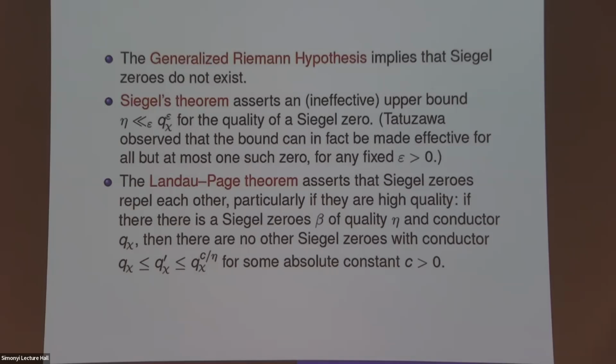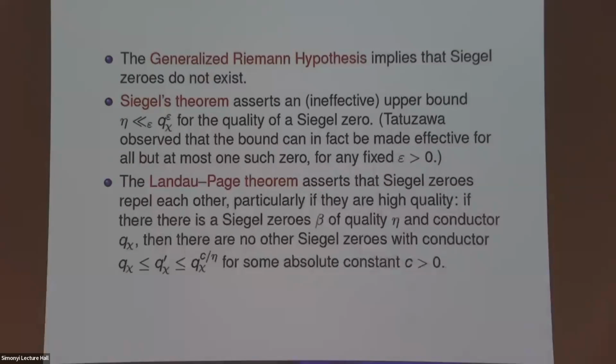They can't be super strong. They're also pretty rare. We believe they don't exist, but if they do exist, they don't show up very often. There's another theorem called the Landau-Page theorem that says that they repel each other, and really high quality Siegel zeros repel each other a lot. One version of this theorem is that if you have one Siegel zero beta with some quality eta and some conductor, then there's no other Siegel zeros with any larger conductor between the original conductor and the conductor to the power of some constant over eta. So you can't really have two different Siegel zeros which are within polynomial size of each other. The stronger the zero, the larger the region in which it pushes away all the other zeros. Basically, in any dyadic range, there's at most one Siegel zero that is possibly a problem. We would like to say that there are zero zeros, but there's at most one.